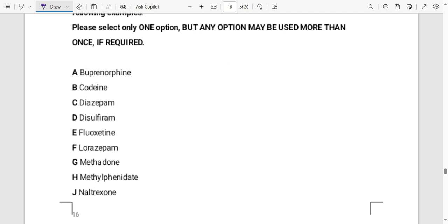You also have pethidine. Pethidine is also known as meperidine. This drug is also known as Demerol.